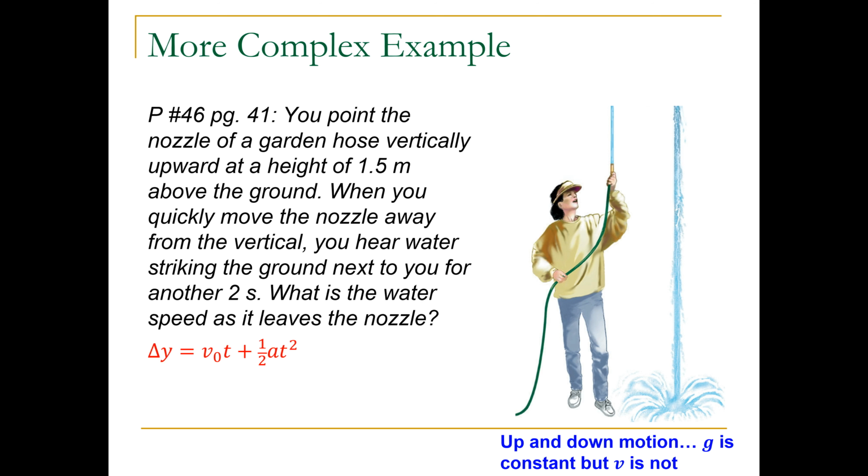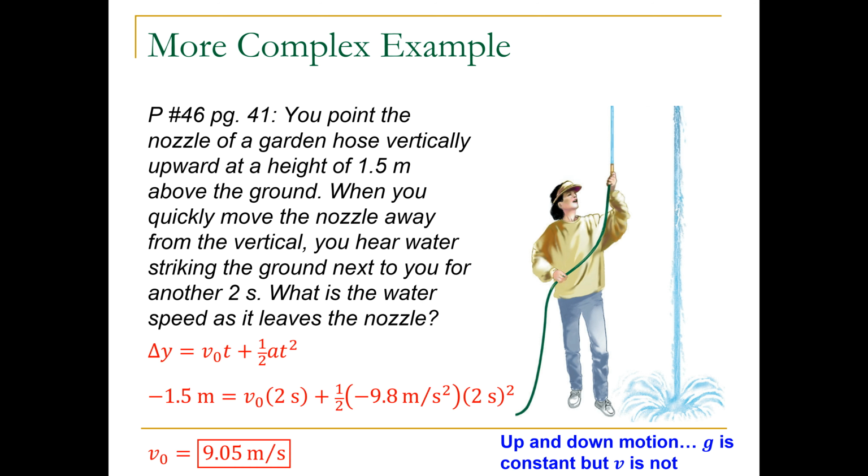It's the same one we used before. I did just write it as delta y this time instead of y equals y naught plus v naught t plus 1/2 at squared. Plugging in the values, and I solve and get v naught as 9.05 meters per second.